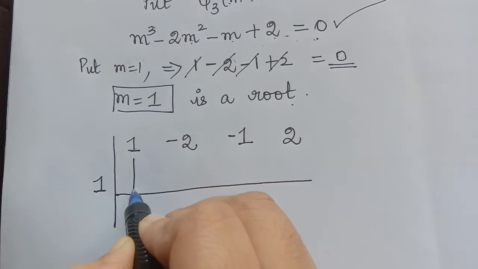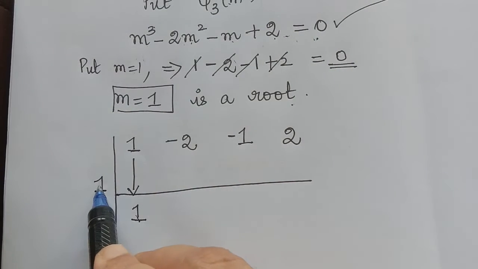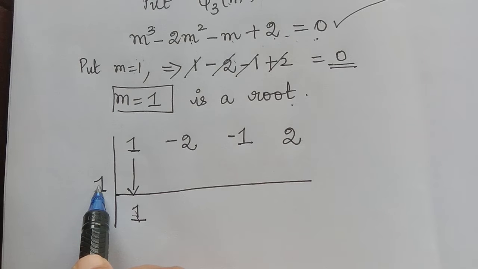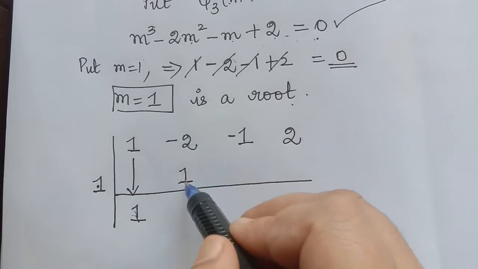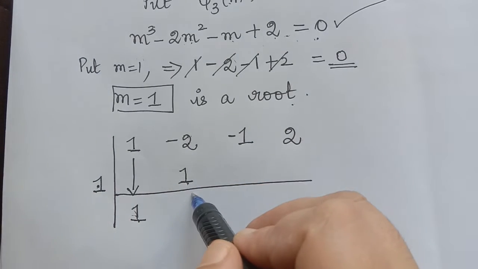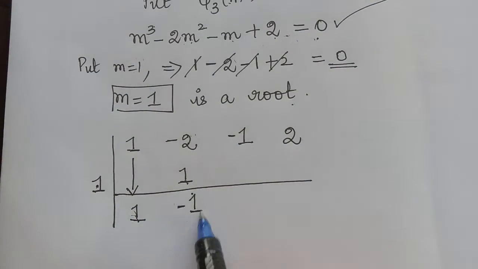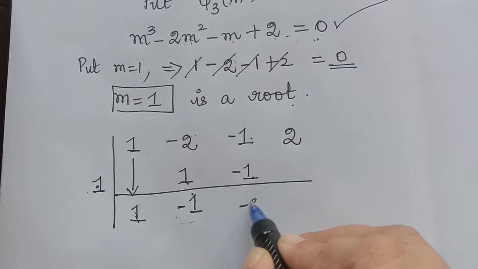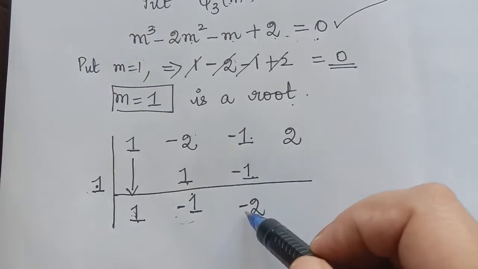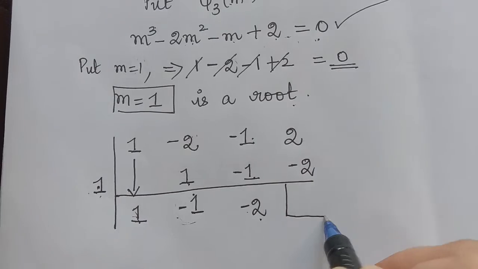First of all, this 1 comes down as it is. So we will have 1 here. Now multiply this 1 and this 1. 1 multiplied with 1 is 1 only, so write that over here. Now minus 2 plus 1 gives minus 1 over here. Now multiply this negative 1 with this 1, which is minus 1. So minus 1 plus minus 1 is minus 2, because we add them and keep the negative sign. Then minus 2 into 1 is minus 2. And of course we are getting the remainder as 0.